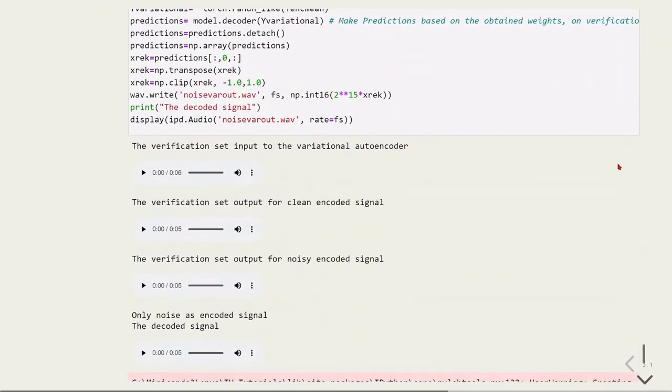So here is the case of the verification set. This is the input, so this is not the output of the model, there is no added noise. This is what we are using as an input to the variational autoencoder.